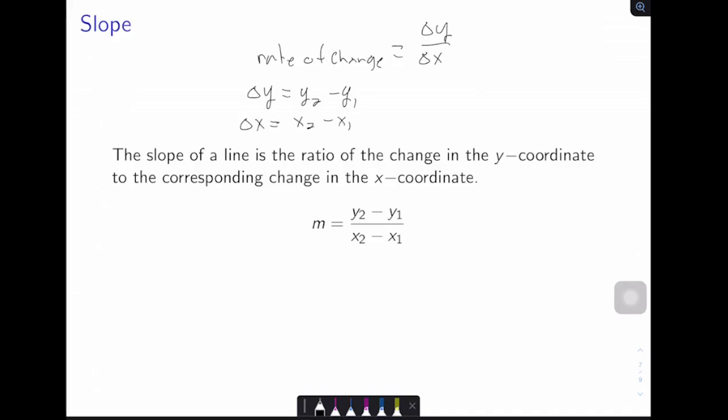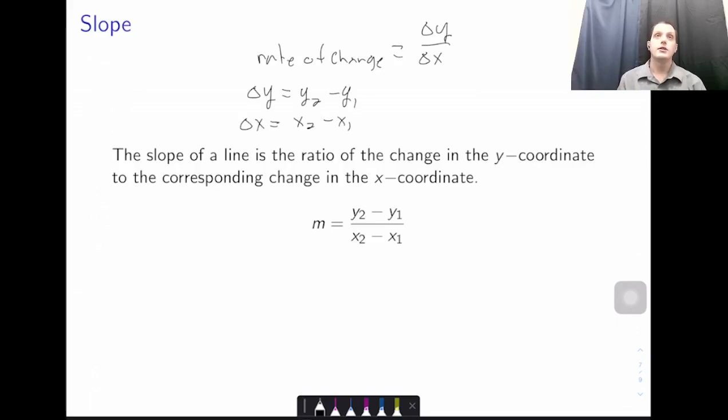So in this case, well, first off, I can put my face back on. We can see here that the average rate of change is actually the slope, because for our slope, we have m, which is the variable we use for this, equals y2 minus y1 divided by x2 minus x1.